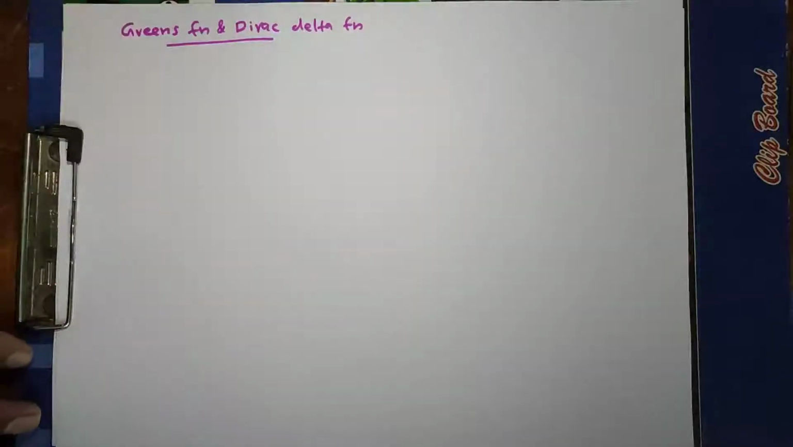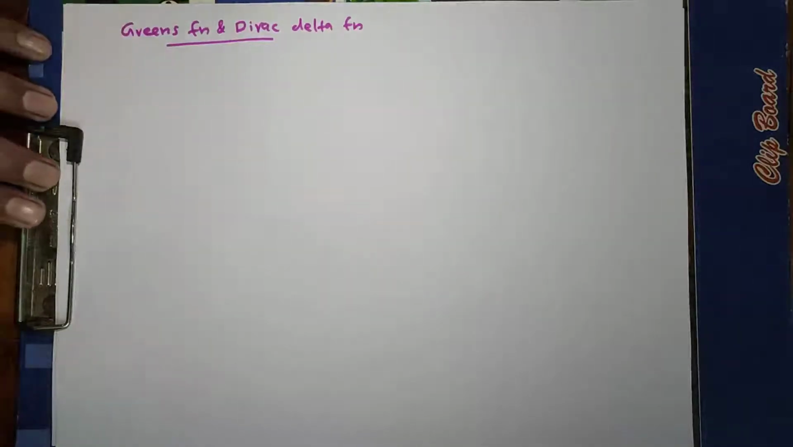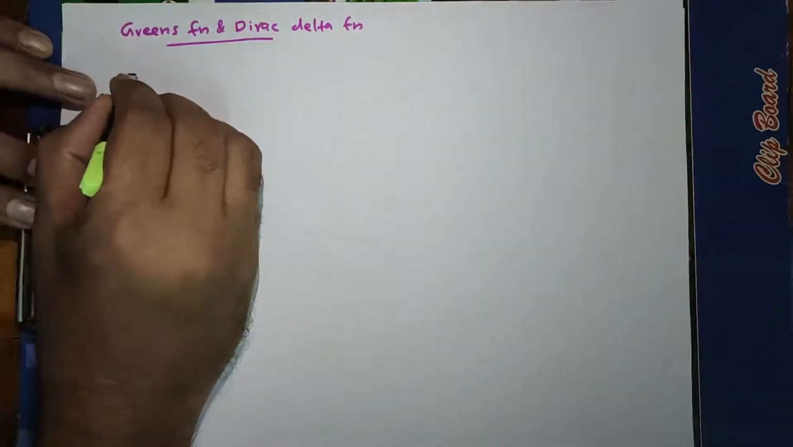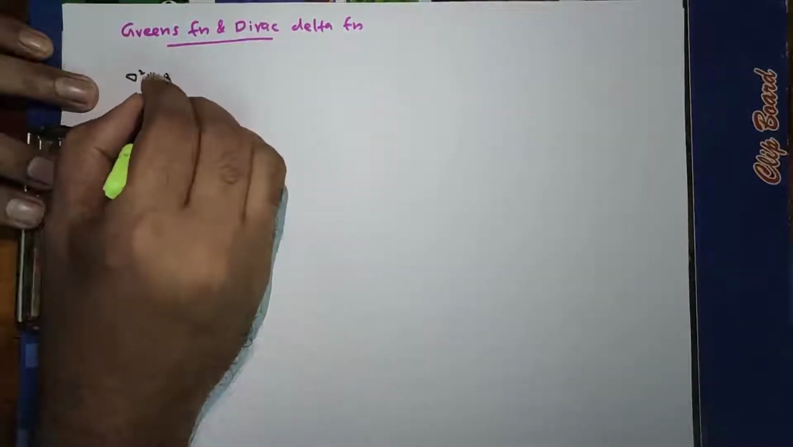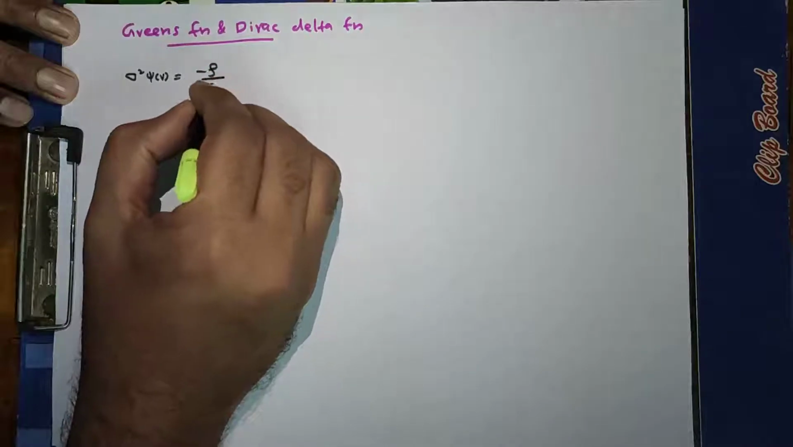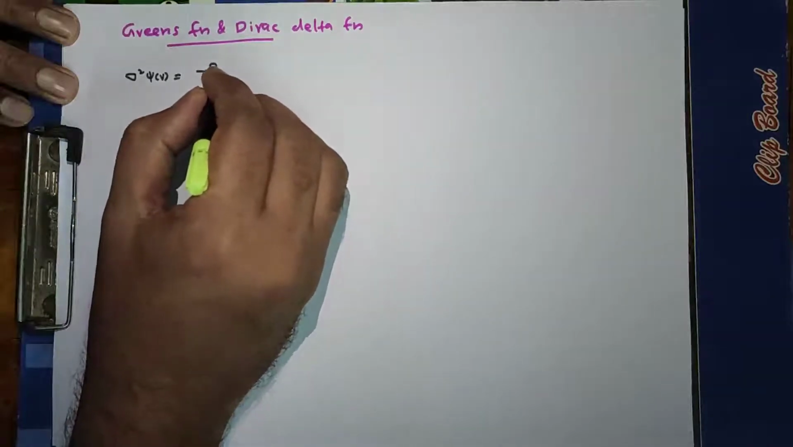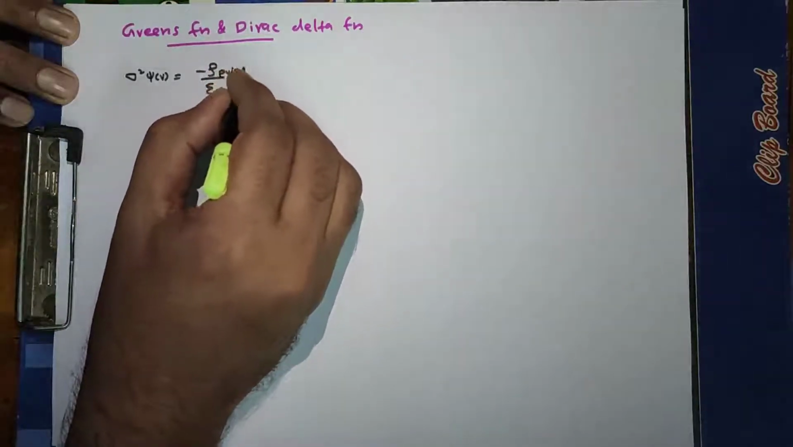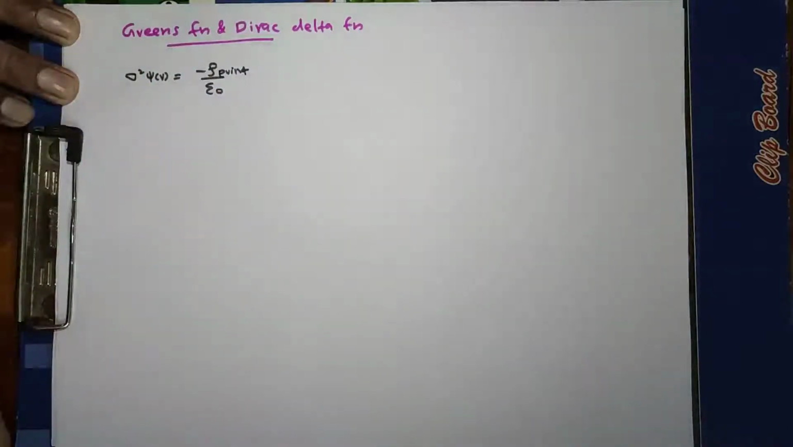Hi, in this video we are going to discuss Green's function and the Dirac delta function. Let us take Poisson's equation for a point charge. The Poisson's equation for a point charge is given by del squared psi of r is equal to minus rho by epsilon 0, where rho is for a point charge.